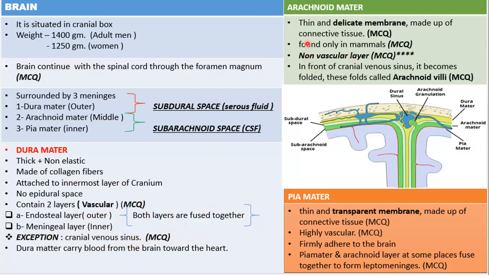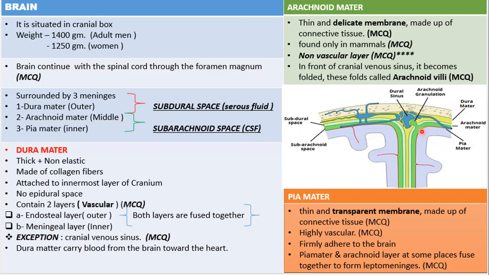Then coming to the arachnoid mater, it is thin and delicate, and it is made up of connective tissue. It is found only in mammals. It's a characteristic of only mammals. Here you can see the arachnoid mater is present between the dura mater and the pia mater.